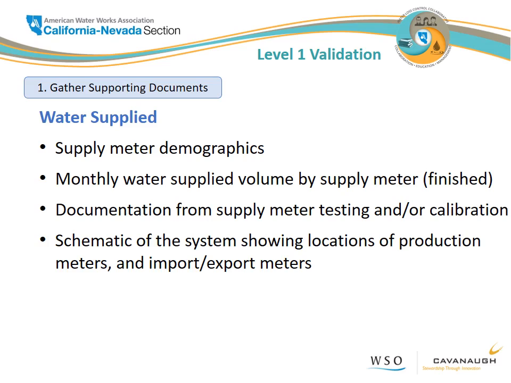If you are doing any type of testing or calibration activities, documentation from that is important, and we put that into this list for use when we're developing some of the calculations and inputs for the audit. And then finally, a general schematic of the system to understand how water gets in and out. Very high level, just a general map of that system would be important and can be helpful to do.